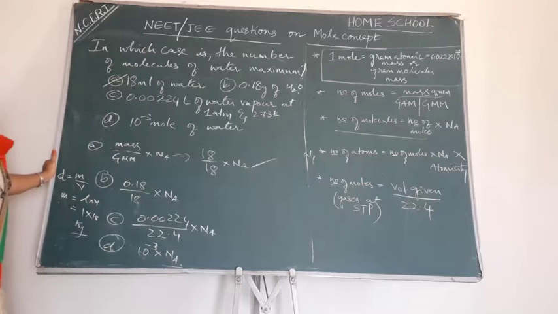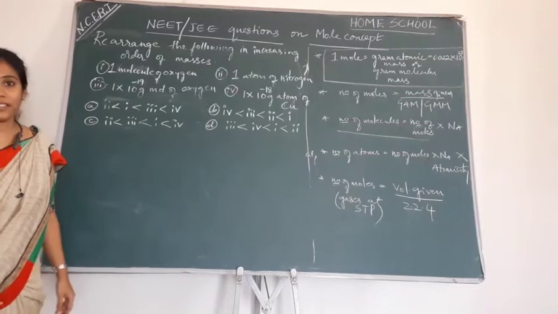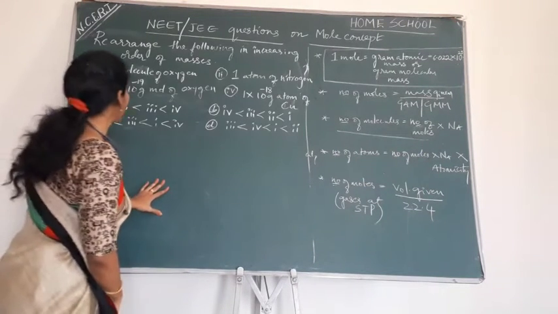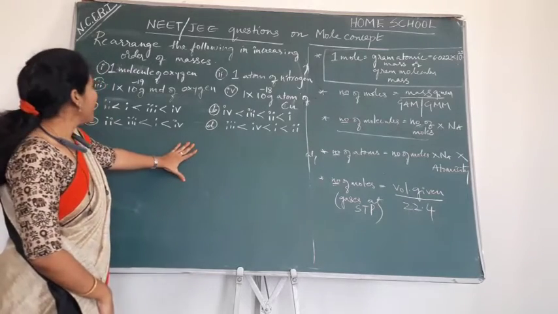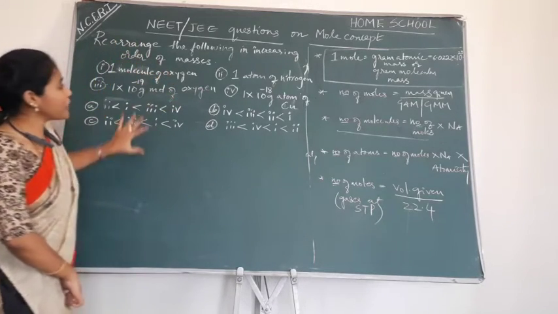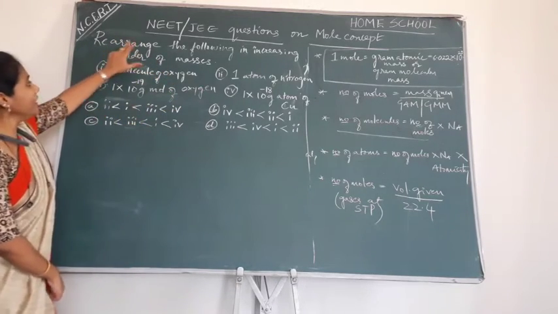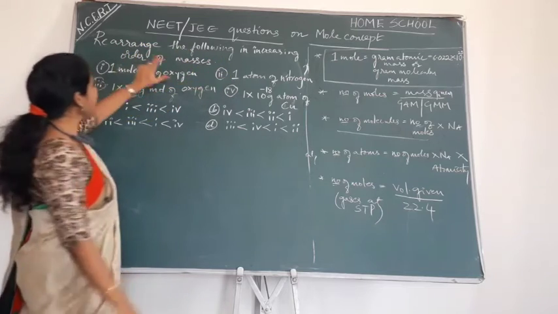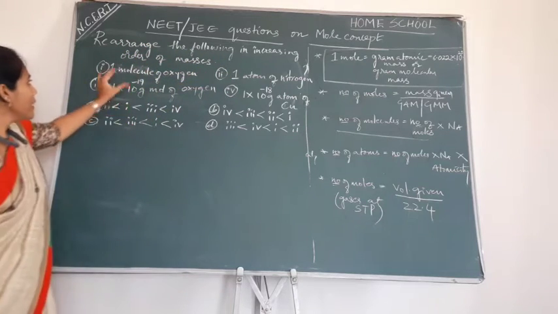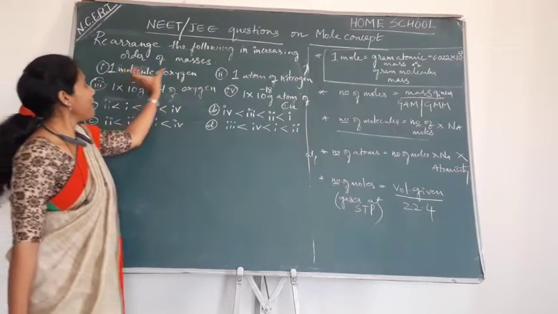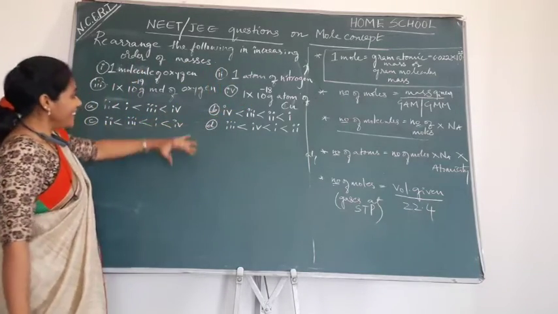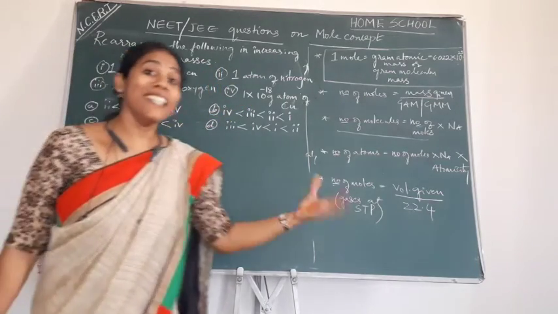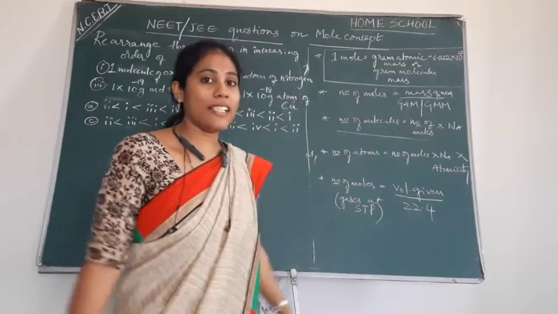Okay, fine. And let us go for the next question. Yes, coming to the next question. It's a 2018 JIPMER question. Please read the question carefully here. Rearrange the following in the increasing order of masses. So first you have to calculate the mass of every given item and arrange the masses according to the increasing order. So that is the question.